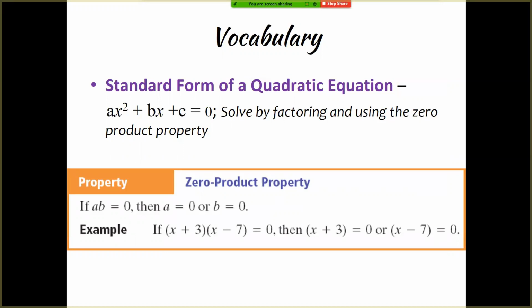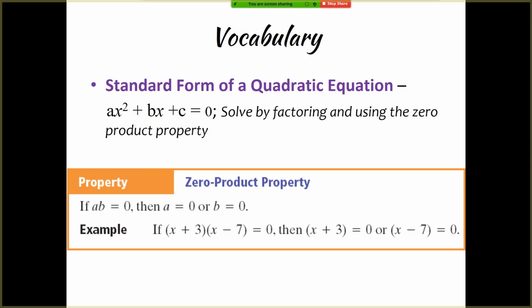To solve by factoring, we're going to use what we call the zero product property. The zero product property just says if you have two numbers that are multiplied together and it equals 0, then one of them has to be 0. There's not an instance where you can take two numbers and multiply them together to get 0 without one of them being 0. So for example, if a times b equals 0, then either a has to equal 0 or b has to equal 0, or technically both of them.